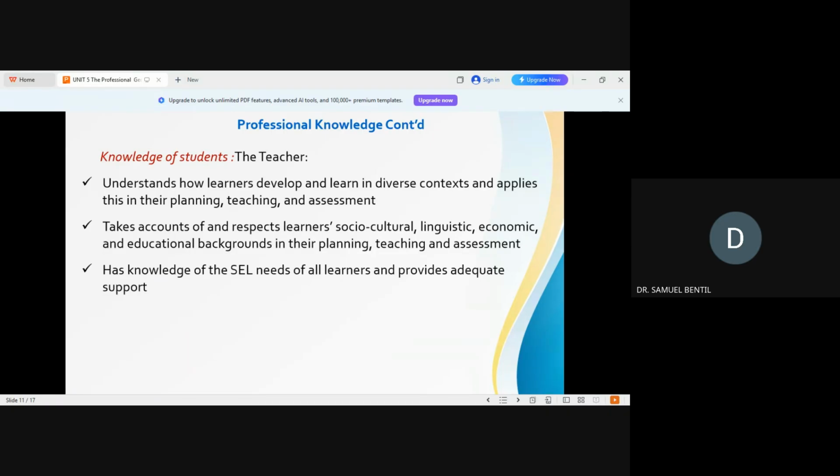You take account of and respect learners' sociocultural, linguistic, economic, and educational background in planning, teaching, and assessing students. And you must also have knowledge of what we call SEL, which is the social emotional learning needs of all learners, and provide adequate support. And all these things I'm talking about, when you get the material, we have expanded them with examples, explanations, and things that you can do. So when you get the books, there's a thorough explanation of all these with examples as well.